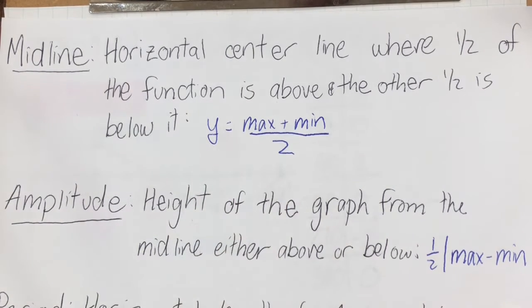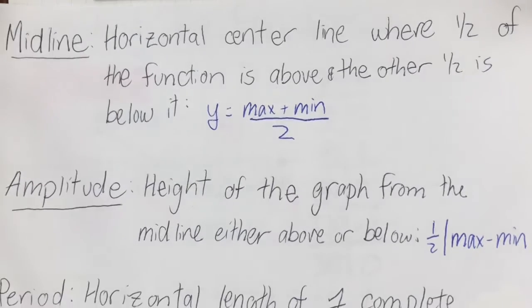Now, if we need to calculate where the midline is, we would use this formula. So we have y equals max plus min. Those are the output values, so the y values for the maximum point and the minimum point of the graph. And then after we add them, we divide by 2, or in some cases, multiply by half. They both mean the same thing.